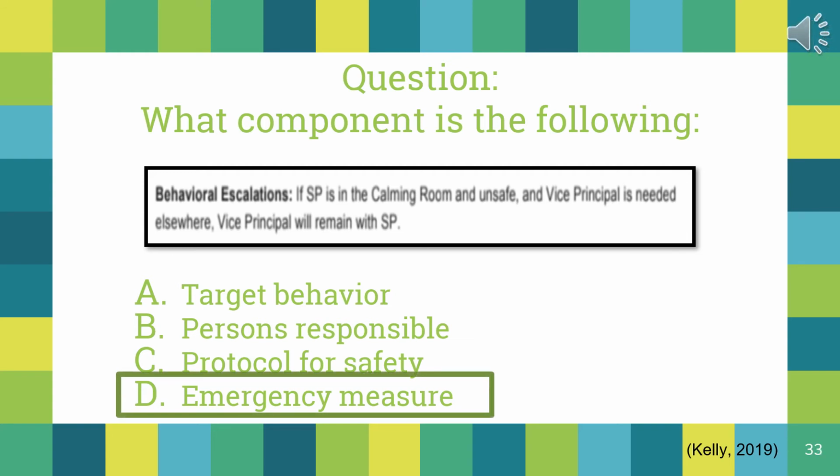The answer to the previous question was D, emergency measure. This component describes what to do if the behavior escalates to an unsafe point. I'll give you some time to get that answer filled in.